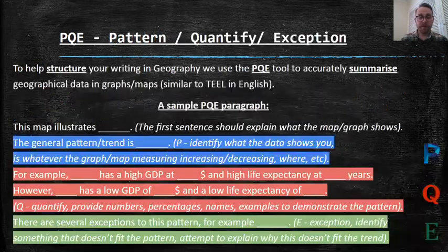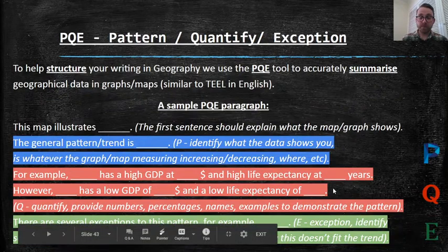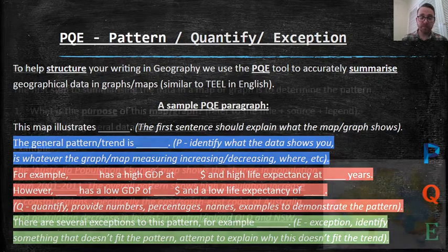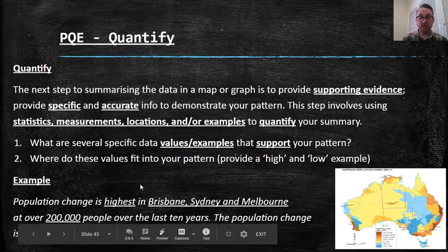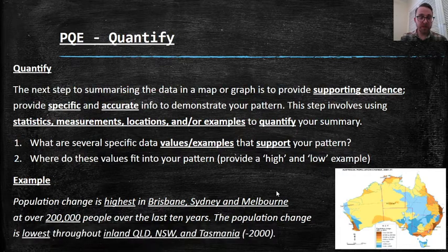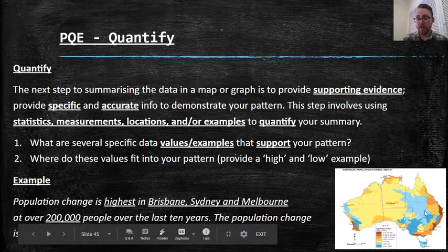But if we go back to that template I gave you, the best way to demonstrate your pattern is legit is to give a high and a low value. Don't just give me one example, give me a high and a low. So the high end of your pattern and the low end. So I've told you about population increase. Let's talk about these blue boys. So the population change is lowest throughout inland Queensland, New South Wales, and Tasmania at -2,000. So I've given you some of the names of places and the numbers for these blue regions here.